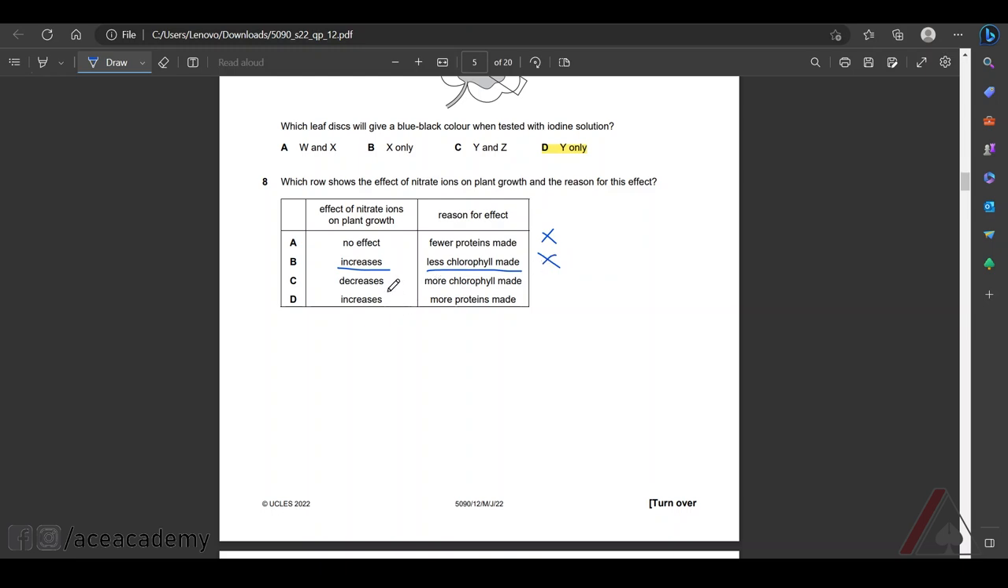Option C says nitrate ions decrease plant growth. No, this is also wrong. Nitrate ions don't decrease plant growth. For option D, nitrate ions increase plant growth. Yes, that's right. And that's because more proteins are made. That's what I said. Nitrate ions are used for protein synthesis, which are in turn used for growth. So our correct answer should be D.